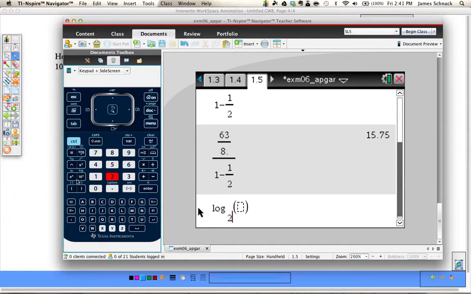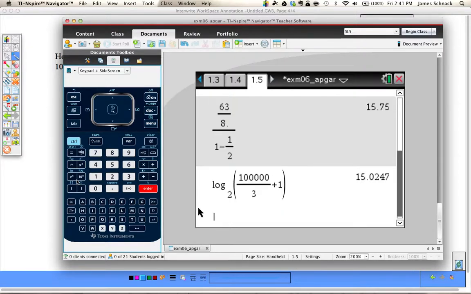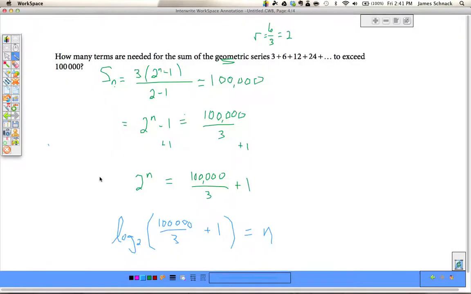Log base 2 of 100,000 divided by 3 plus 1. And I get 15.02. So n equals 15.02. For the 15th term, I'm still going to be smaller than 100,000. So I need 16 terms. I have to round up. I need more than 15 terms to get to 100,000.